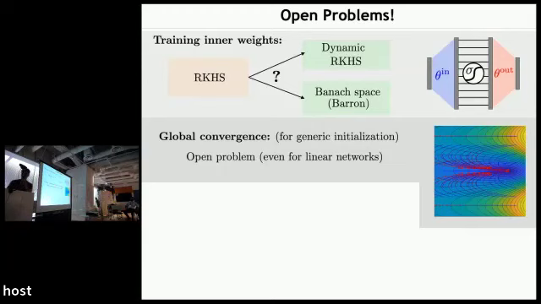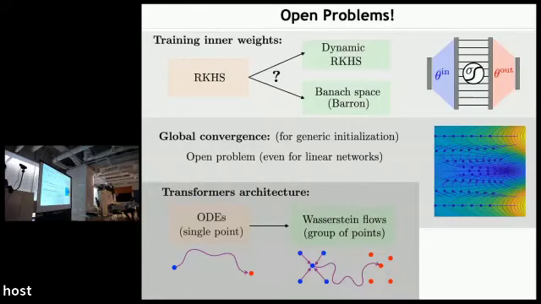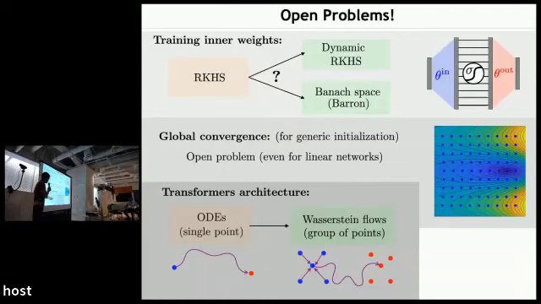So she's about to prove it with two layers, basically, even non-linear. And the last thing is to prove this for other architectures. One super cool architecture is the transformer, which we hear a lot about nowadays. And transformers are very interesting because instead of being an ODE, where you have a single input and a single output, with a transformer all the inputs are forced together to evolve.